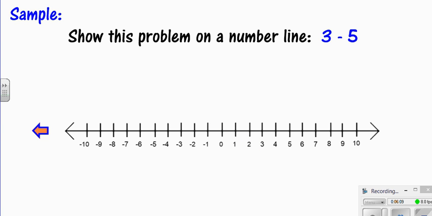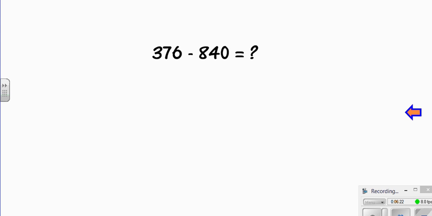Uh-oh, you got to do this one. Pause the video, draw your number line, solve 3 minus 5. Oh, you thought that was in the lesson. It's not, right? This is 7th grade math. We're going to throw concepts at you until we get to the truly new stuff. Now, this one is a little bit new, right?